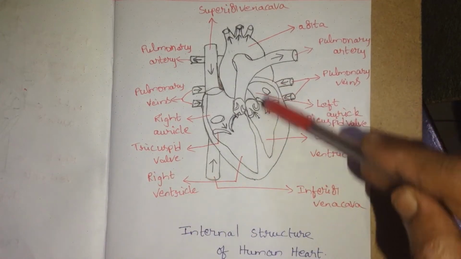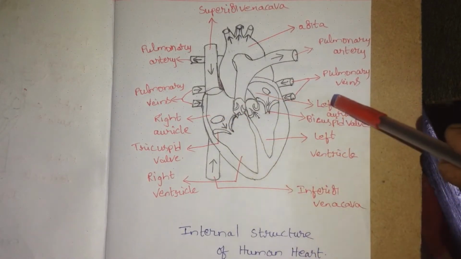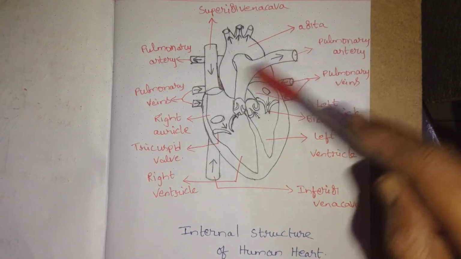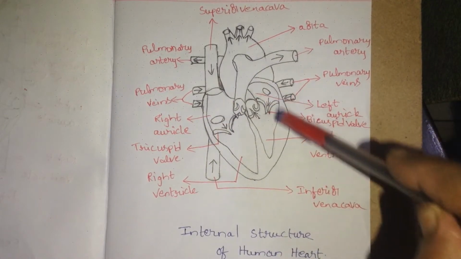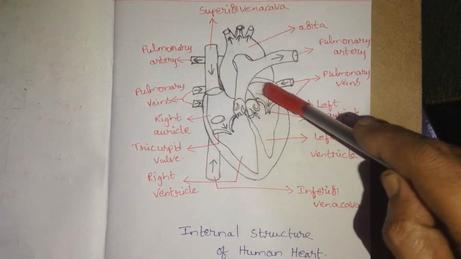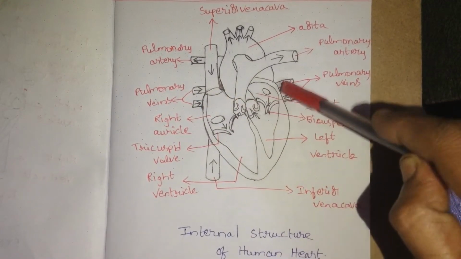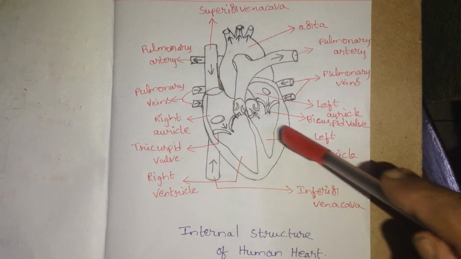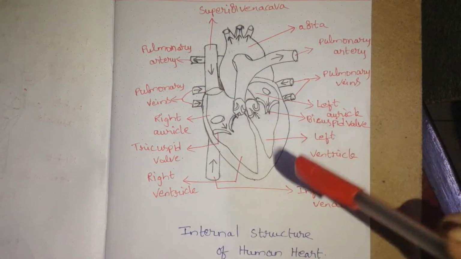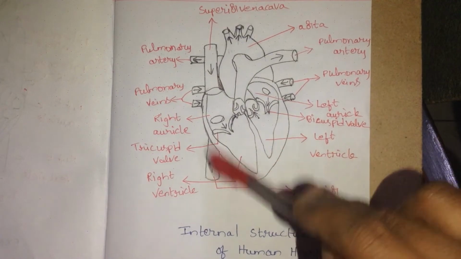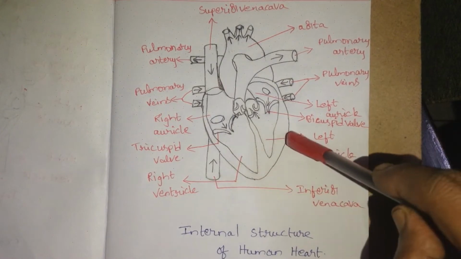Coming to the structure of these auricles and ventricles. The auricles receive blood from different parts of the body. The walls of the auricles are thin-walled. Coming to ventricles. The ventricles pump blood from the heart to all the parts of the body. The walls of these ventricles are thick-walled.